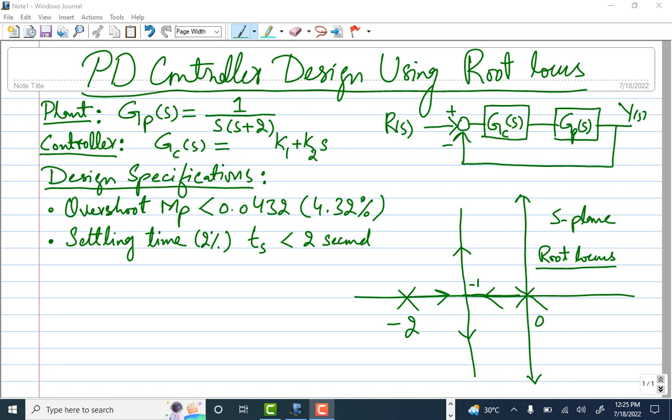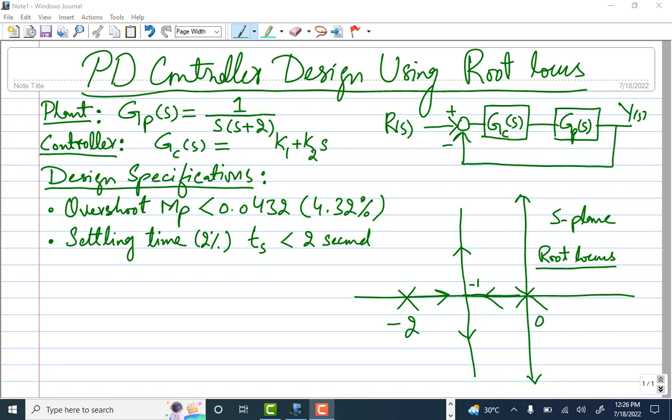We have a design specification that overshoot must be less than 4.32%, and settling time with 2% specification must be less than 2 seconds. Now if I look at the root locus here, we have two poles, one at 0, the other at -2, and this is the graph. So we have to meet this specification.